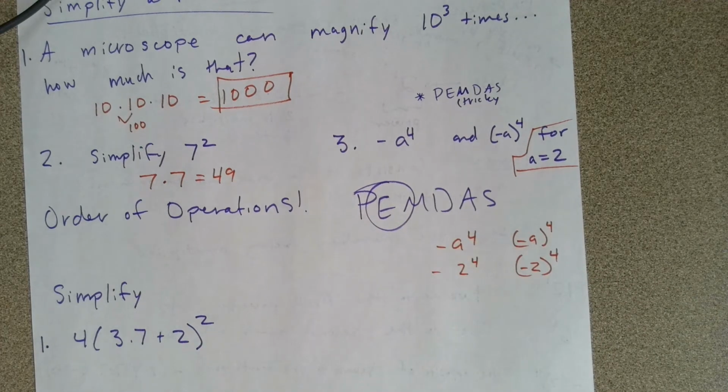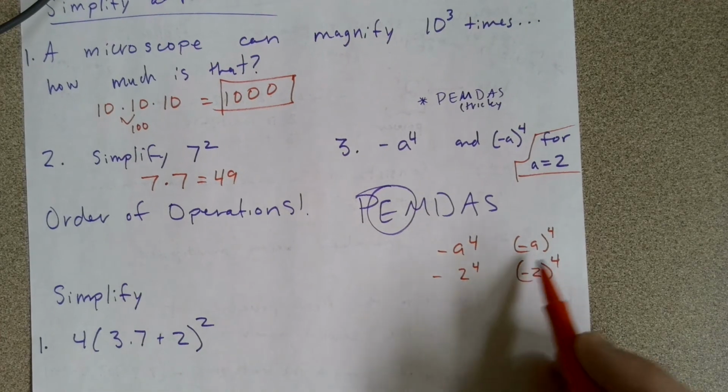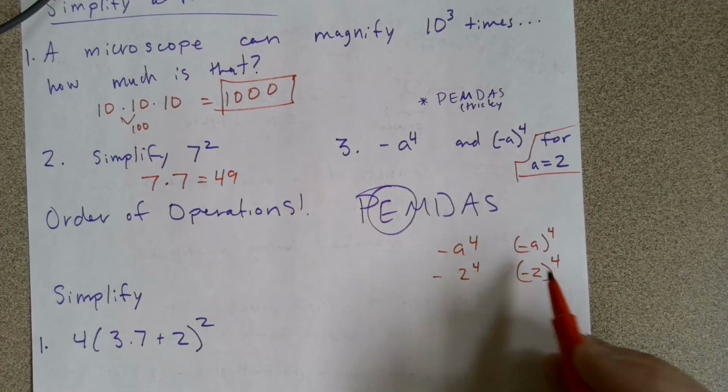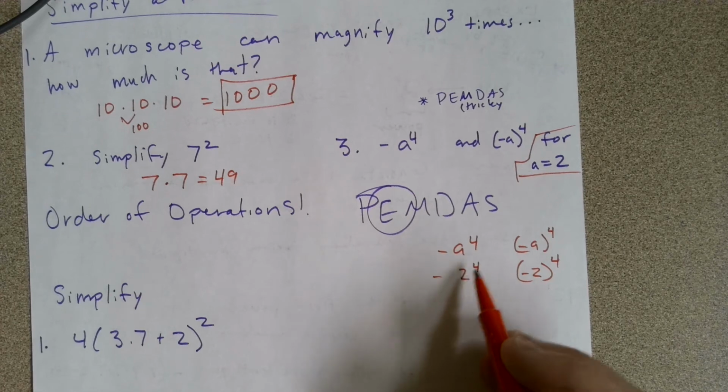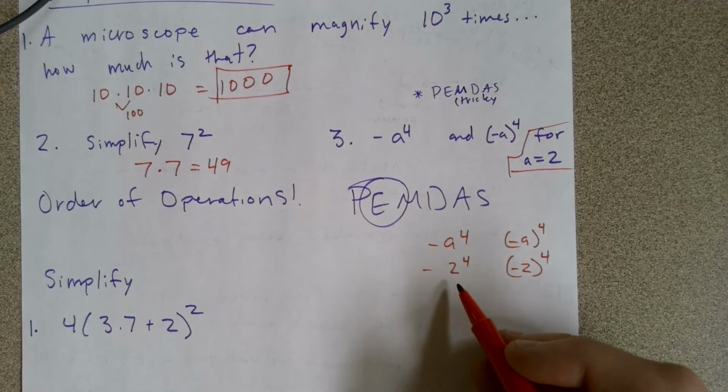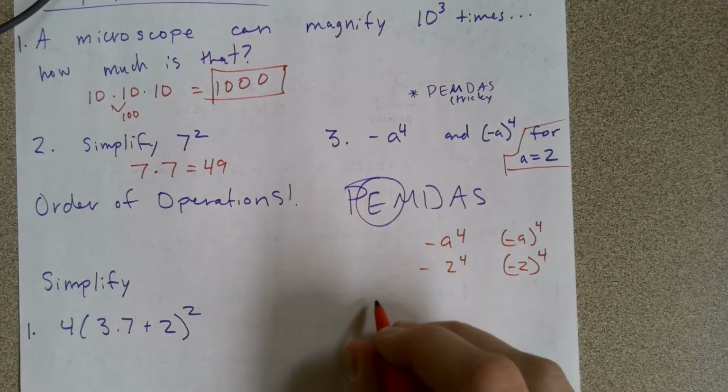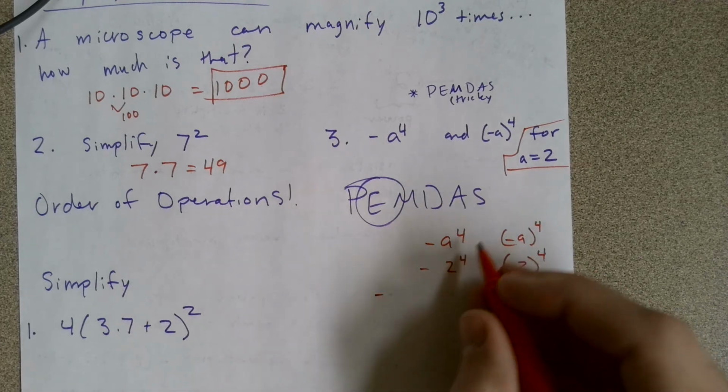Start with our PEMDAS. We know on this side that means parentheses. It's all connected. On this side we don't have parentheses, so we're going to start with our exponents. So let's look at this side first. We're going to start with our exponents. So it's going to look like this. We leave the negative out for now. It's not in the parentheses.